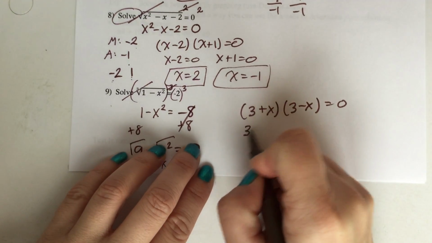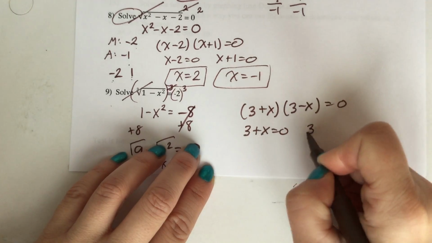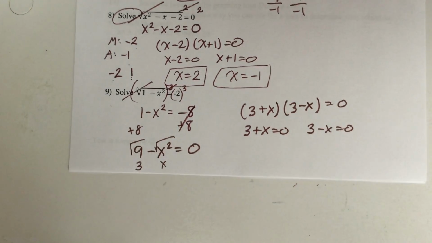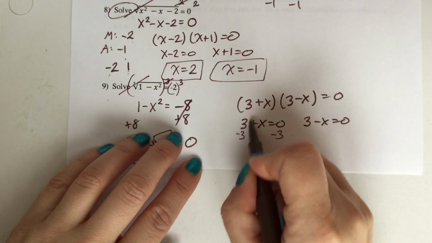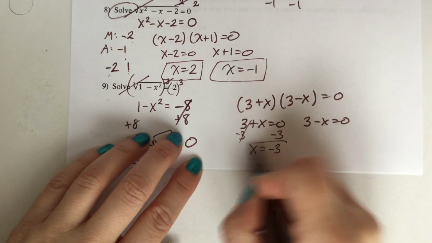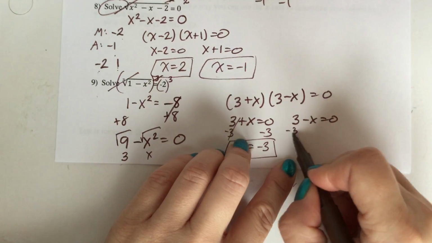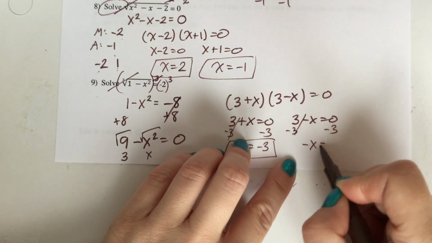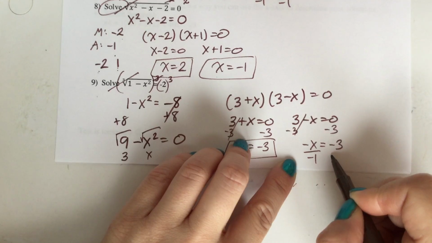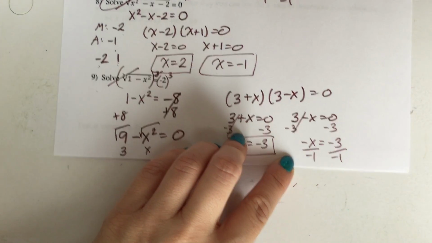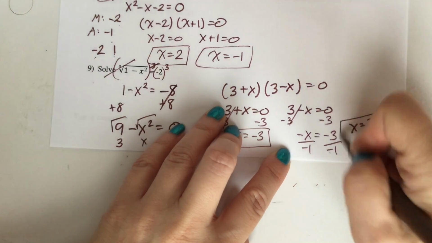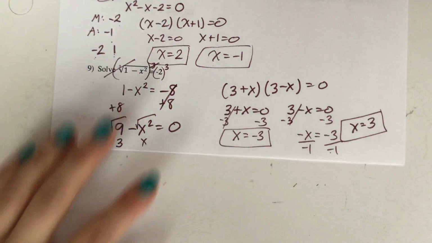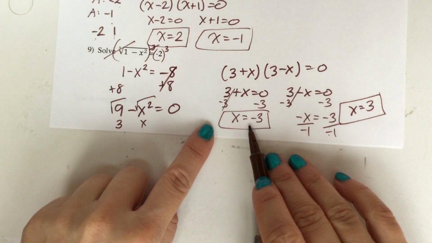Now to solve: 3 plus x equals 0, 3 minus x equals 0. If I want to get x by itself, I'd minus 3. 0 minus 3 is -3. Here, I would minus 3. Negative x equals -3. To cancel that negative, you divide both sides by -1. A negative divided by a negative is a positive. 3 divided by 1 is 3. So our solutions are -3 and +3.